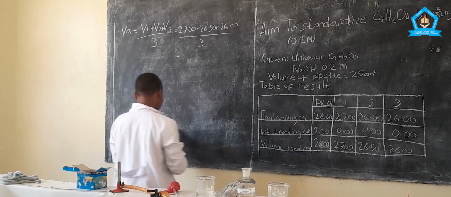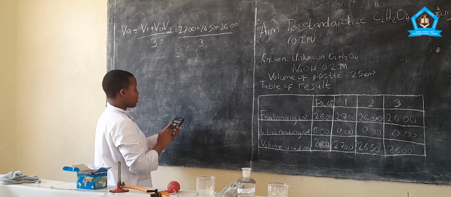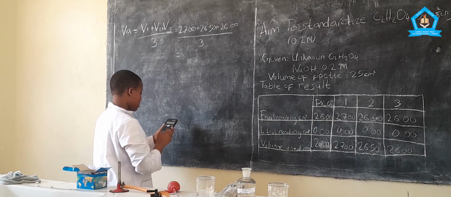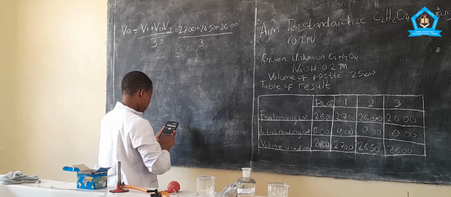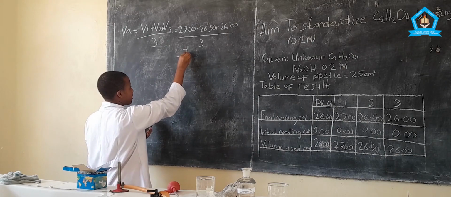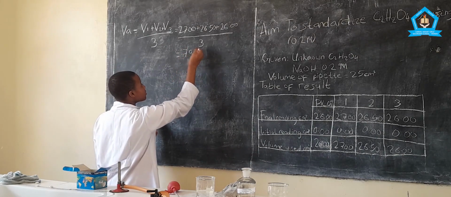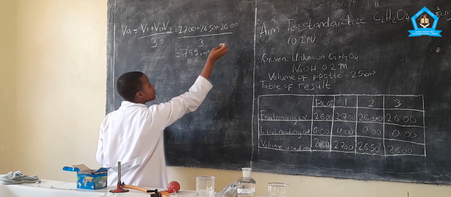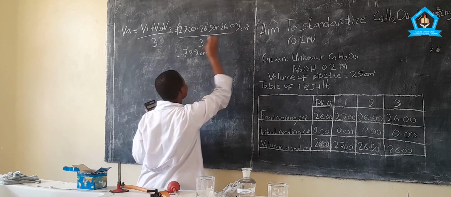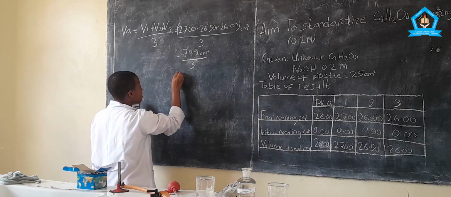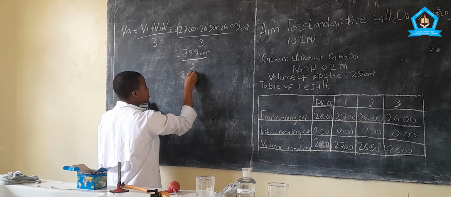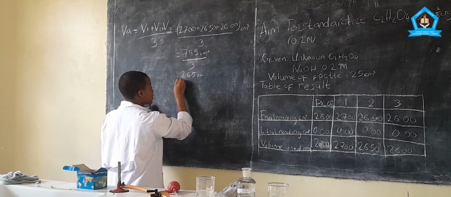From there, the total volume is 79.5 centimeter cubic. We should not forget to write the units. Divided by 3, then 26.5 centimeter cubic. This is our average volume.